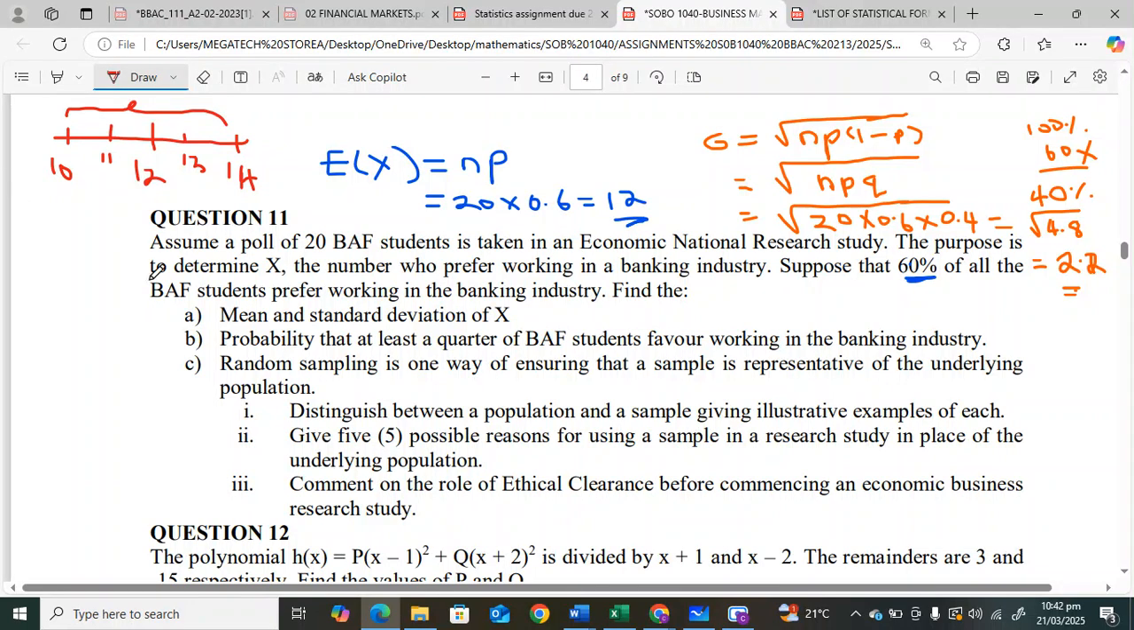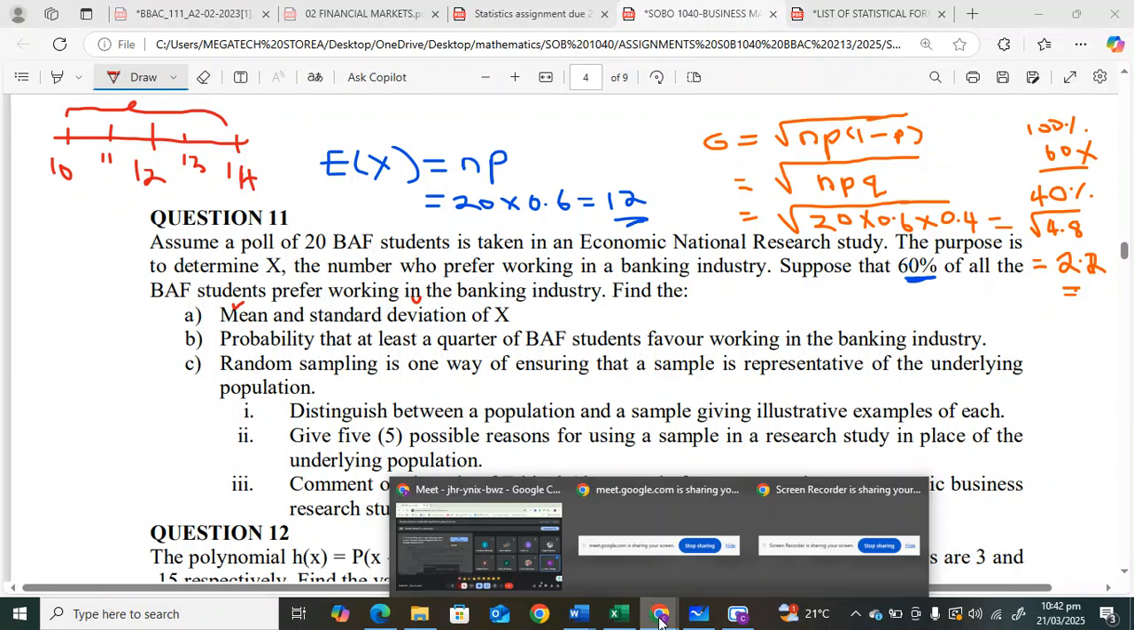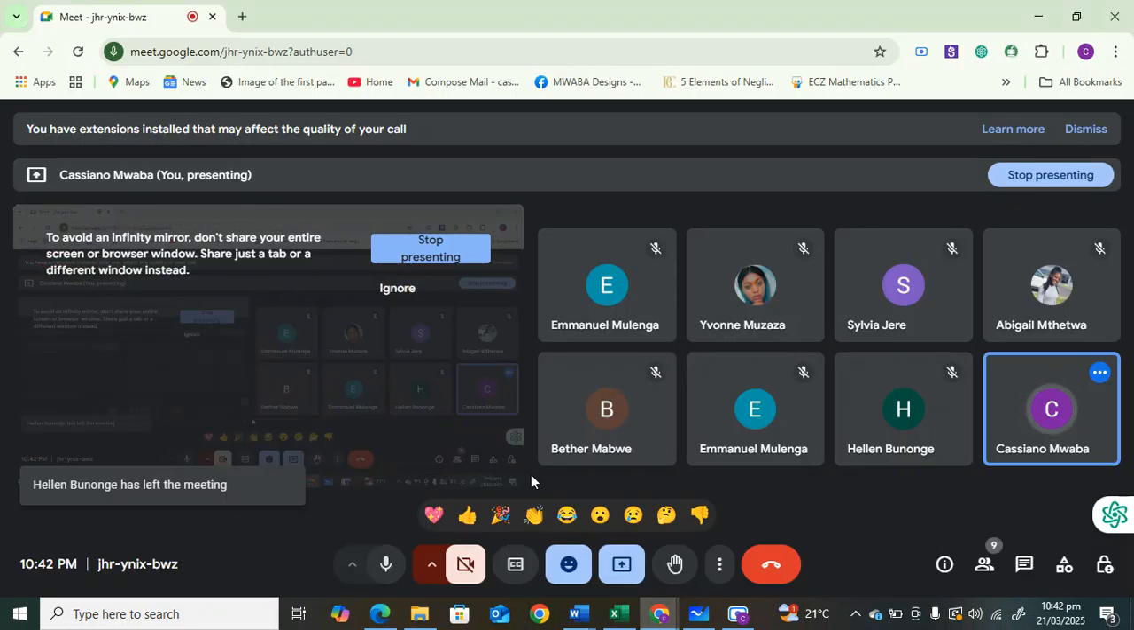So that's what these two things are telling us, the mean and the standard deviation. It's giving us a guide on what to expect if we conduct this test multiple times. On average, you expect to get 12 students liking to work in the banking industry. But remember, we can't be 100% certain, so other times you find it won't be 12, maybe 10, 14, 13, even maybe further. So the standard deviation just gives you an idea of what to expect next time you conduct this test.